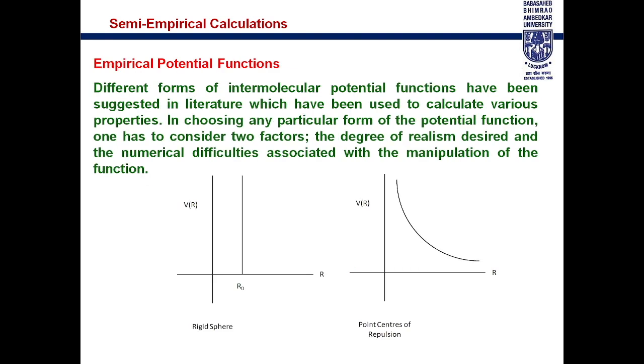Semi-empirical potential. Different forms of intermolecular potential functions have been listed in the literature. These have been used to calculate various properties. In choosing any particular form of potential function, one has to consider two factors: the degree of realism desired and the numerical difficulties associated with the manipulation of the function. Here the first function shows the rigid sphere and the second is the point center of repulsion.